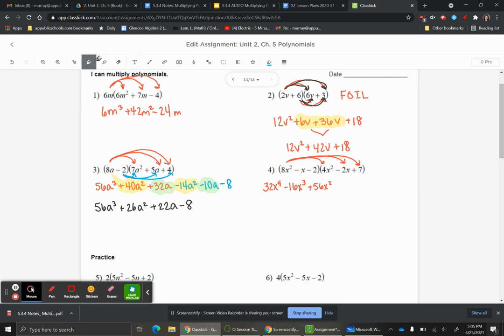Now we have this negative x. We're going to multiply that negative x through to each one of these in the second set. So we'll have negative 4x to the third, positive 2x squared, and a positive 7x. Then we still have this negative 2. So our negative 2, and let's see, where can I put this nicely so that it fits? I'll do it on the top here.